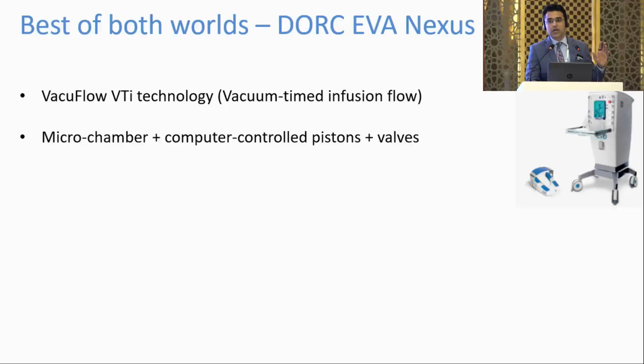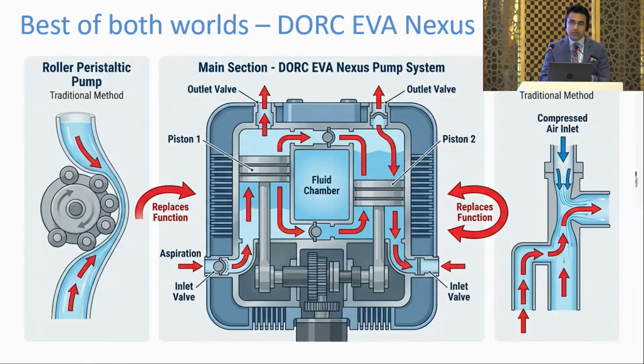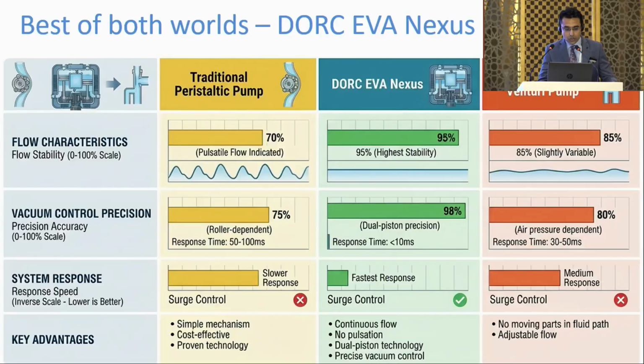So instead of having a pure peristaltic or a pure venturi system, here we have a micro chamber with computer controlled pistons and valves. So this is something like this complicated sort of robotic diagram. But if you see, there is a roller peristaltic pump part of it, and there is a compressed air venturi pump part of it, and there is this central section which sort of incorporates both the technologies together.